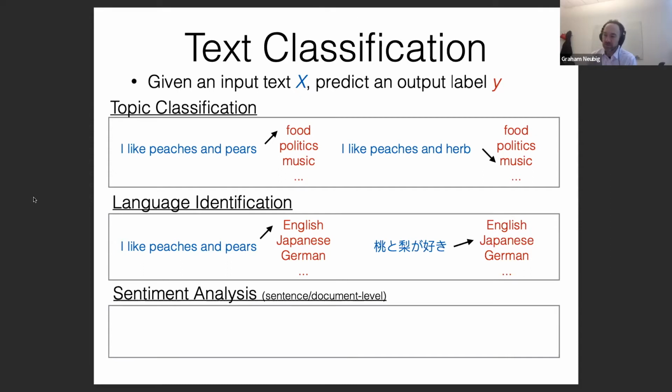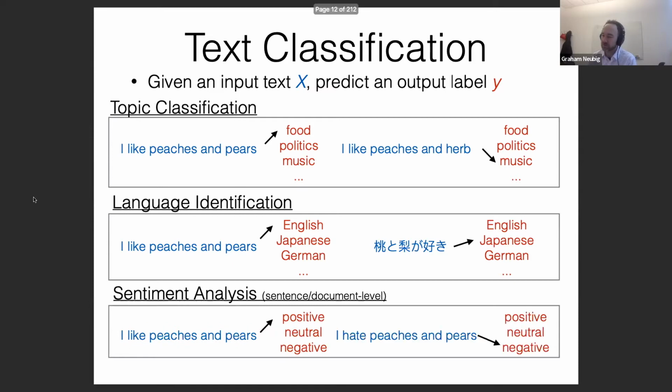Another example that's very widely known is sentiment analysis, and this can be done at the sentence level, the document level, or you can even do sentiment analysis with respect to individual entities. But from a text classification point of view, it would be sentences or documents. So if we have "I like peaches and pears," that'd be positive. "I hate peaches and pears," that'd be negative, obviously. And there are many other tasks that fall into this.